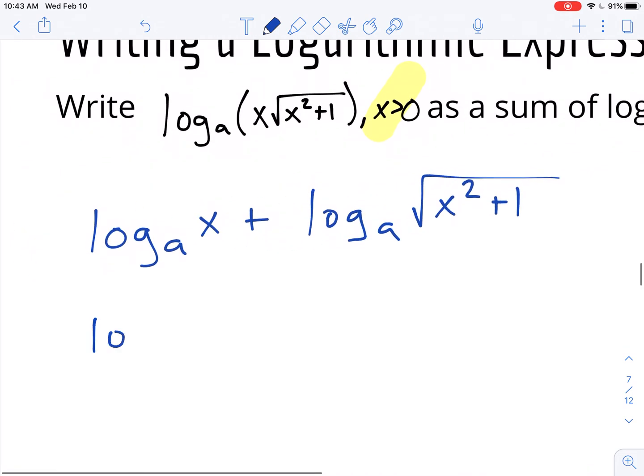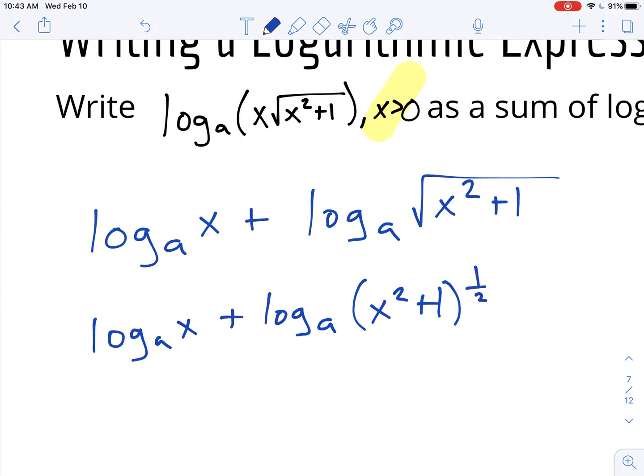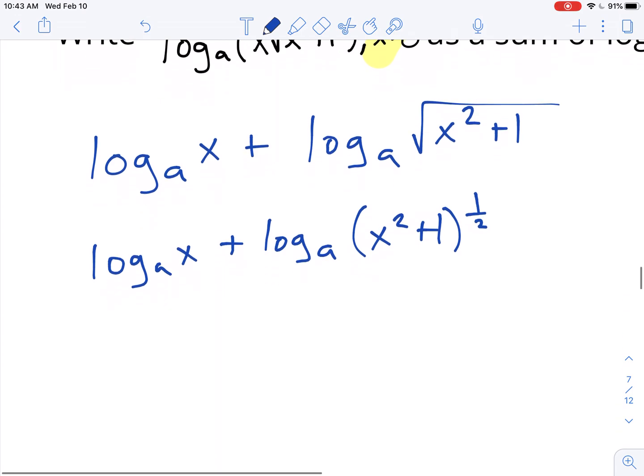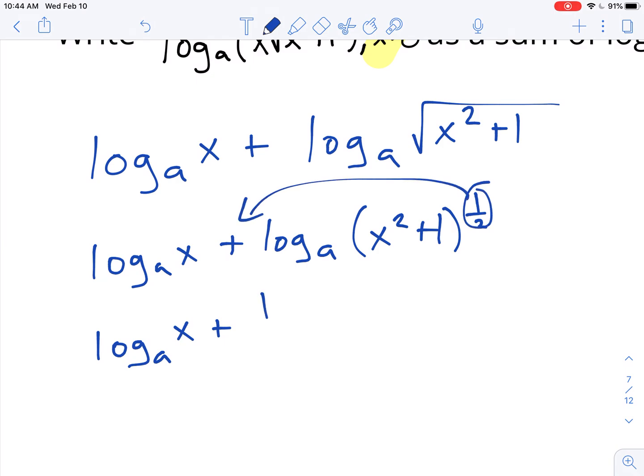So what I'm going to do here is rewrite this as the log base a of x plus the log base a of x squared plus 1 to the 1/2 power, because we can change a square root into something to the 1/2 power. That's one of the things about square roots. And now I can rewrite this as the log base a of x plus the log base a, this is what I mean by powers as factors. We're going to take that power and move it out front.